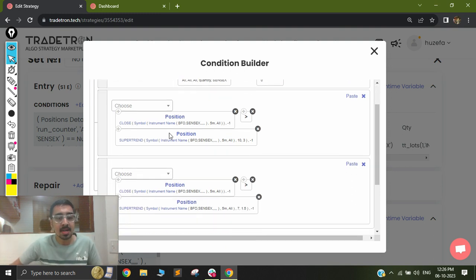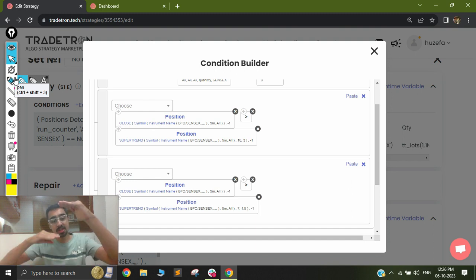So this way I'm getting the color of the super trend. So if my close is here and the super trend is here, in that case the super trend will basically be green. So this is the logic that I'm making. Now you can see that I have used 5 minutes super trend and I'm checking the conditions in BFO SENSEX spot.